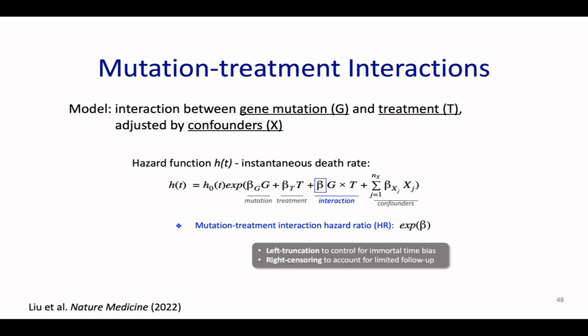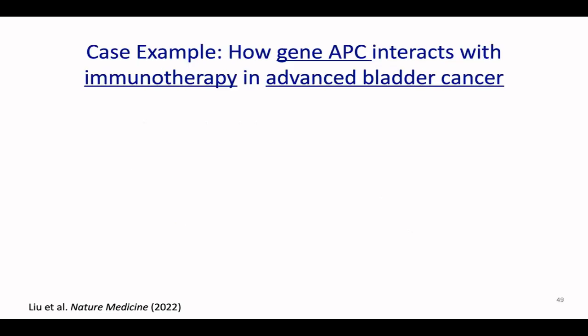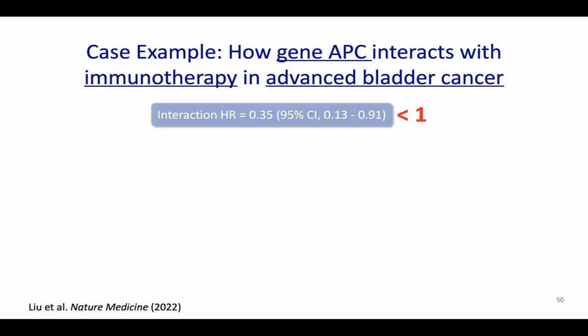I'll give you one case example to let you interpret what the interaction hazard ratio means and how we can use that. Here, I'll show one example of how the gene APC interacts with immunotherapy in advanced bladder cancer. The gene is APC, the drug is immunotherapy, and we look at all the patients who have bladder cancer. We run the model and get the interaction hazard ratio to be significantly less than 1. That means APC is a positive predictive marker for immunotherapy.